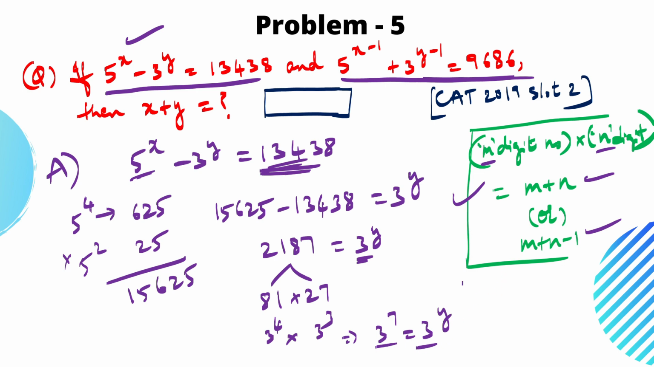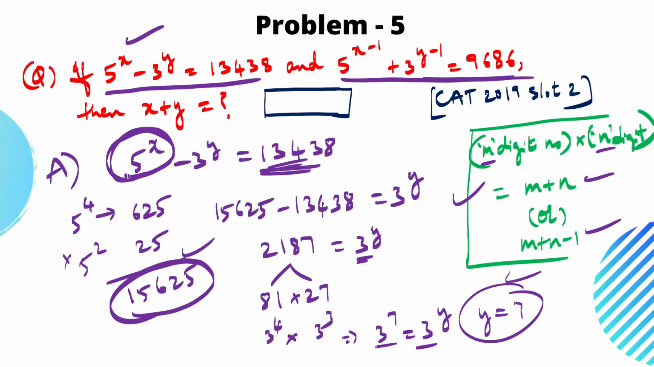As the bases are equal, just equate the exponents. y is equal to 7. We know the value of y, just calculate the value of x. What is x? If you observe here, we substitute this value for 5 power x. What is this? This value is equal to 5 power 6.